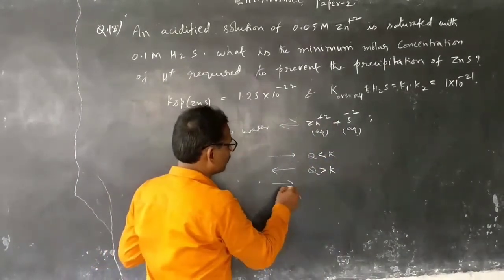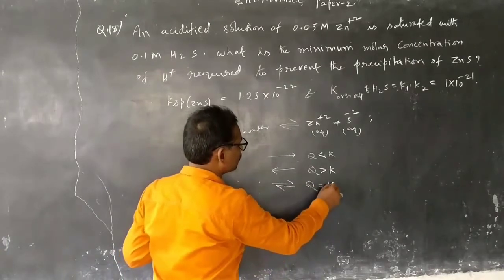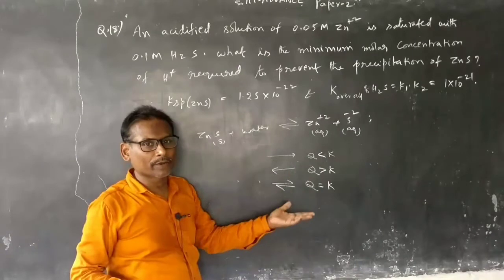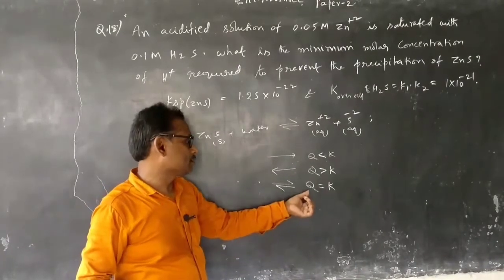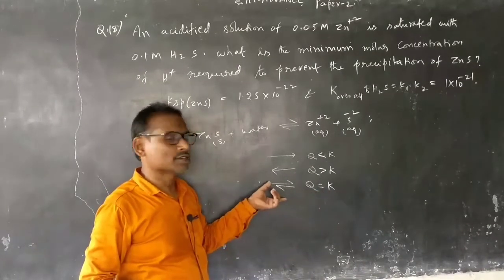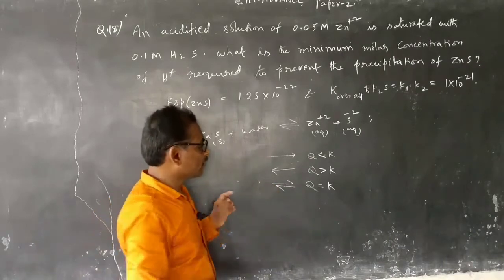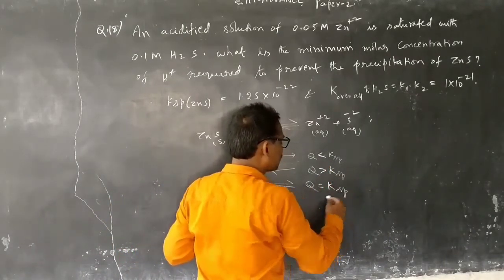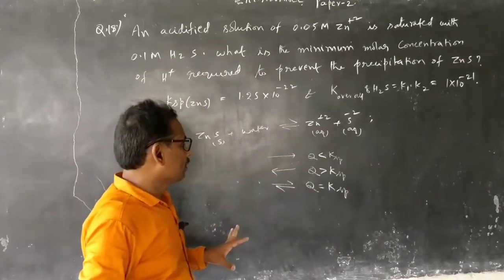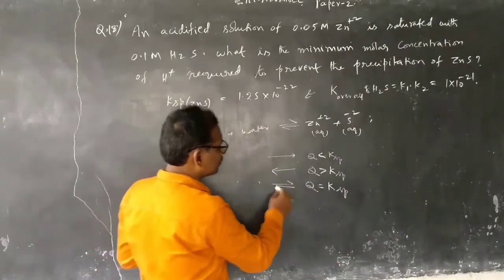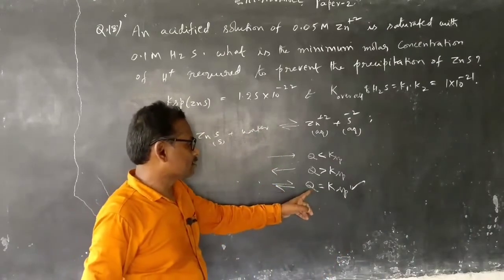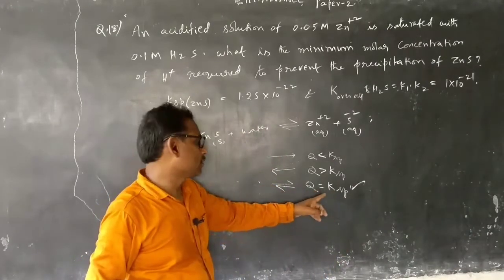A situation in equilibrium where Q is equal to K. So these are the 3 conditions normally for an equilibrium. Whenever the reaction coefficient is equal to the equilibrium constant, that is the stage of equilibrium, where K means we can say the KSP value. KSP of ZnS. So let us take this condition where the reaction coefficient and solubility product constant are equal.